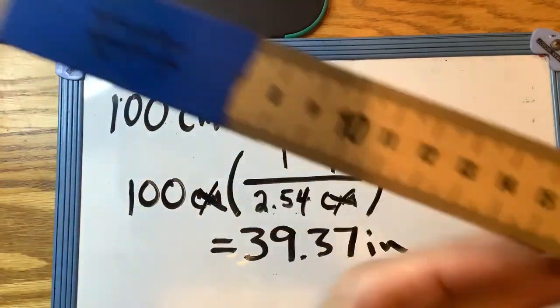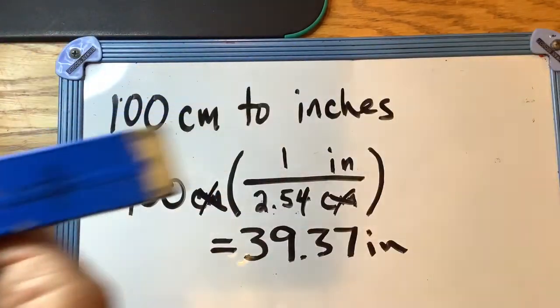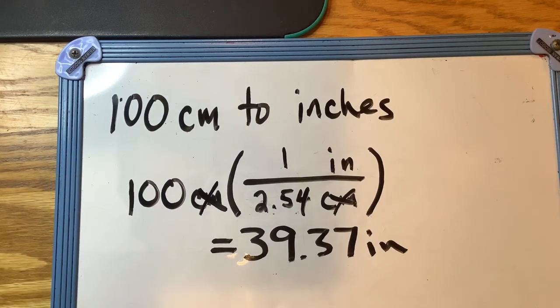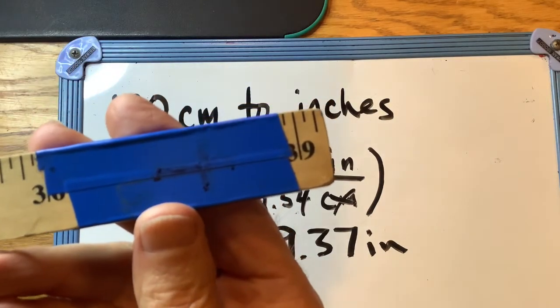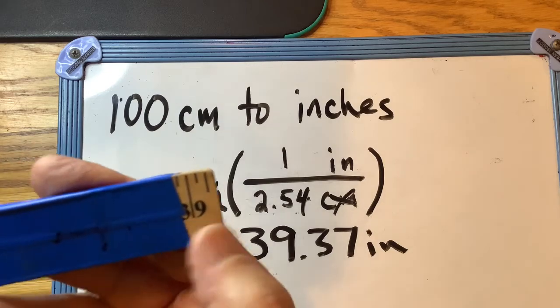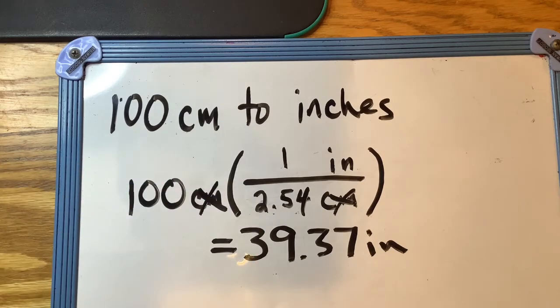So if you look on a meter stick, a big old meter stick, I'll just rush it across here. There's 100 centimeters there, and I got this taped up at 39.37 inches there. So that's the way you make conversions. Okay, so that's it.